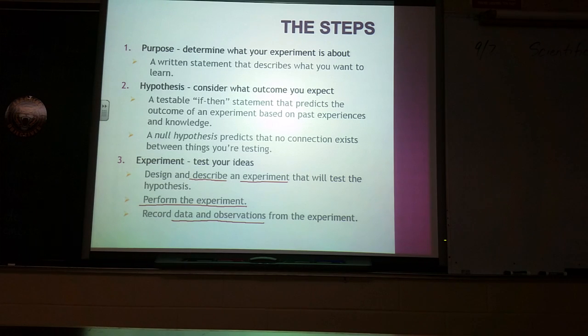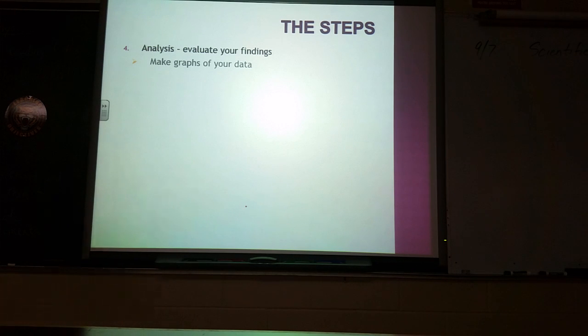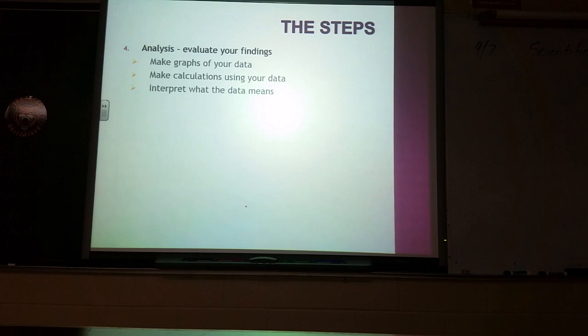After we perform the experiment, then we start taking a look at the data and figuring out what it means. So our next step is an analysis. What's going on? This is where we evaluate our findings. We make graphs. If there are any calculations we need to do to see a relationship, we would do that. And we interpret what the data means. So this is now where we start looking at, okay, what did I find? Not necessarily how does it compare to my prediction, but what did I find?